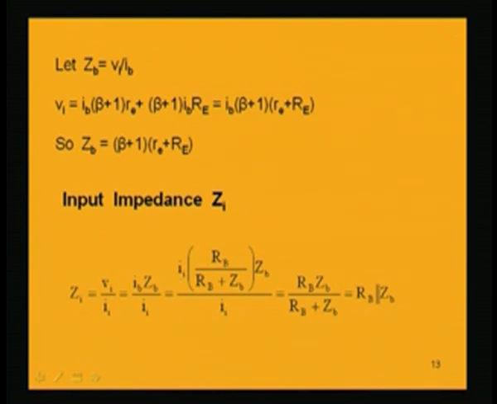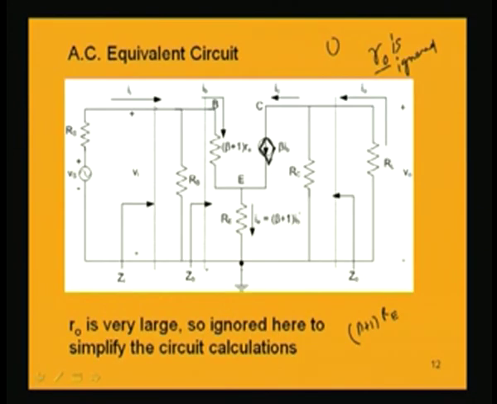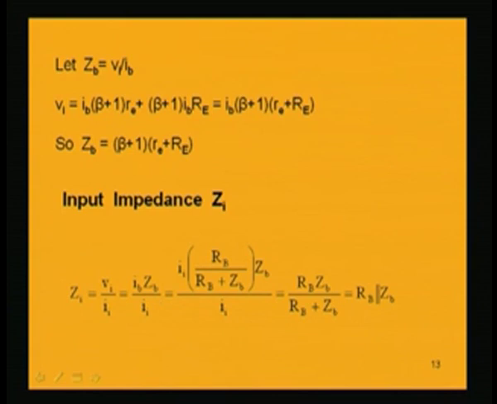Again, if I proceed in that way which we used earlier, IB is equal to Ii into RB by RB plus ZB, that is, the current flowing through this resistance is IB. That current is equal to Ii into RB by RB plus ZB, which is current division. So, that is what is written here: Ii into RB by RB plus ZB into ZB by Ii, cancelling out these two. I am left with RB into ZB by RB plus ZB, which is RB parallel ZB.